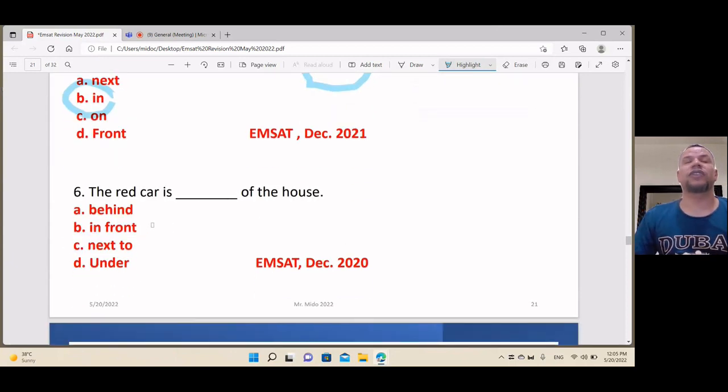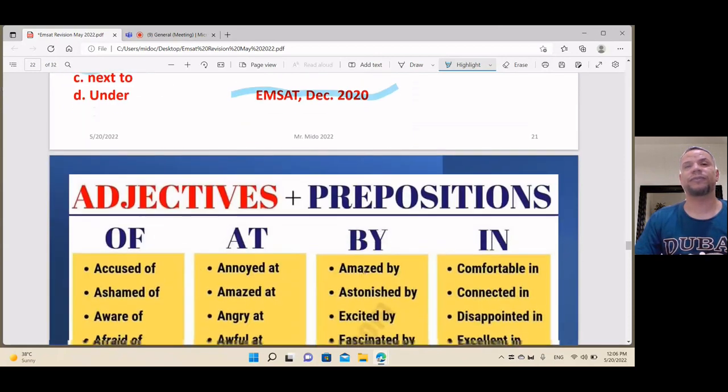The red car is in front of the house. We have a preposition of one word: of, to, in, at, on. And we have a preposition of two words together, next to. And we have three words to make a preposition: in front of. So the answer is three words to make a preposition, in front of, because next to is one preposition. You cannot say next to of, wrong. So, in front of the house. And this is EmSAT December 2020.